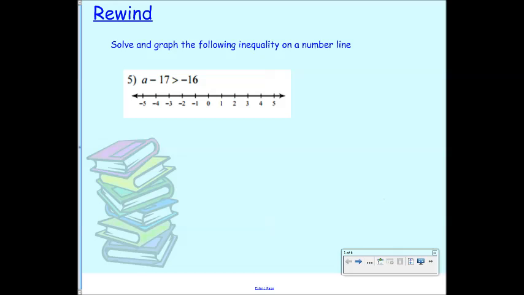All right, so let's take a look at this rewind problem. Number 5 says a minus 17 is greater than or less than. Right, that's a greater than symbol because the bigger side is facing the left side, so greater than.